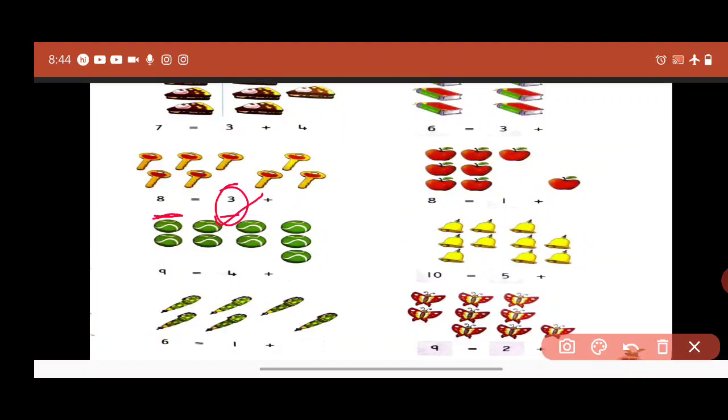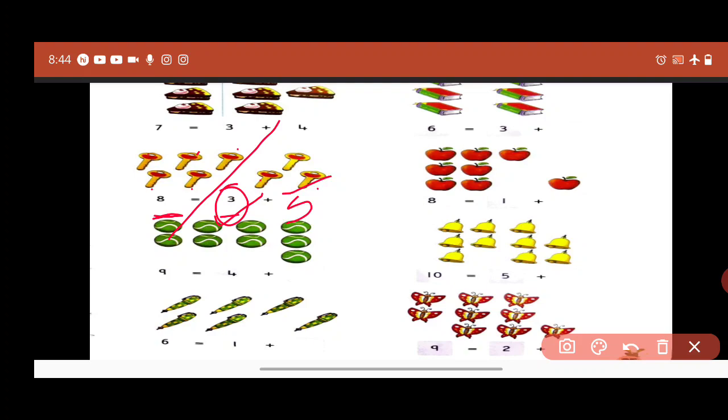So, first of all, what you have to do? Just count 3 keys, 1, 2, 3, and put a partition. How many keys left? 1, 2, 3, 4, 5. Simply write 5 here. Easy. Partition means putting a line in between. And putting a line is so easy.